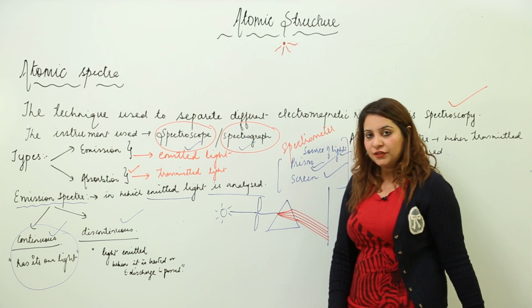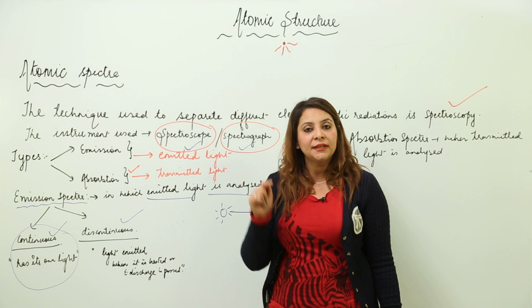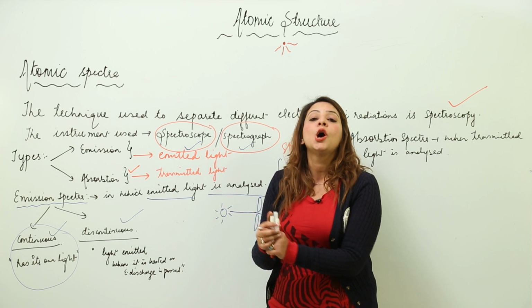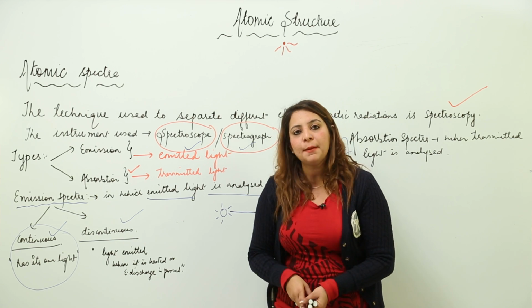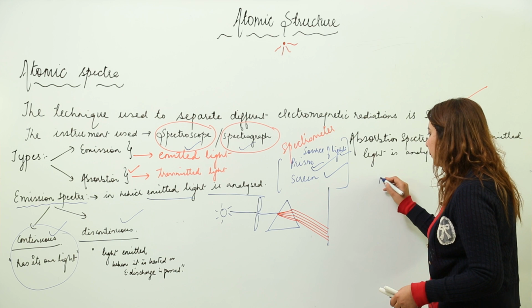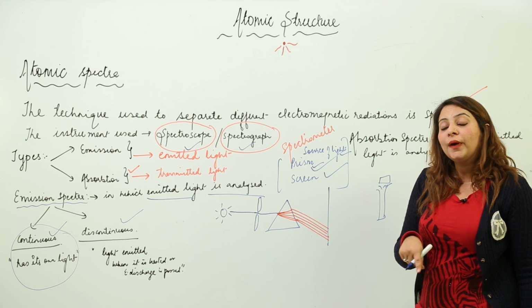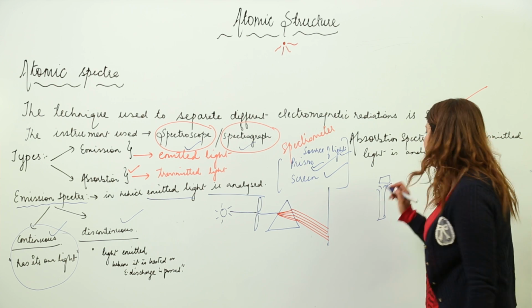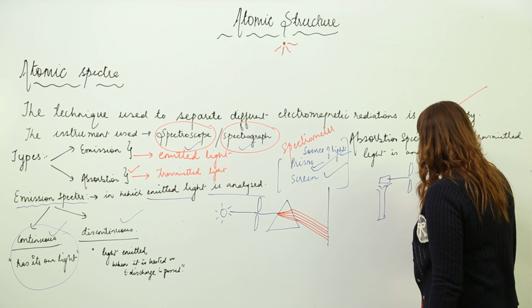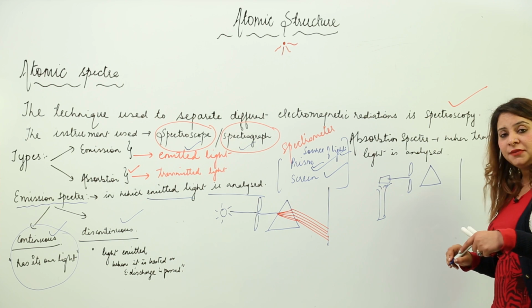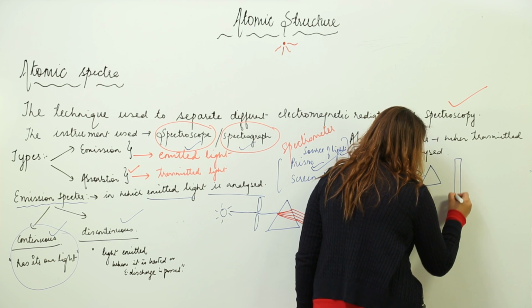Where do we observe this? Here also we study emitted light, but the light is emitted only when you heat the substance or pass an electric discharge through it. Suppose I take a sample of sodium and heat it. When I heat it, it emits light. Again I have a slit, again I have a prism, and again dispersion takes place. Let's have a screen like this.